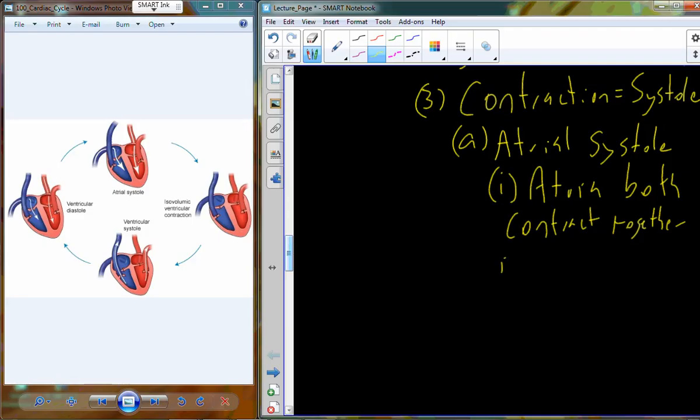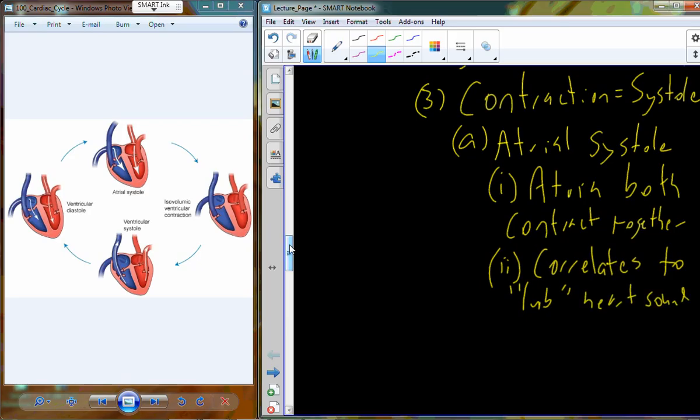If you pull out a stethoscope and put it right over the heart, most of our hearts are going to sound like lub dub, lub dub, lub dub. During atrial systole, that lub sound is what correlates to the atrial systole. Now, really what's happening is the lub sound is actually the opening of the valve. The valve pops open and it sort of makes a lub sound.